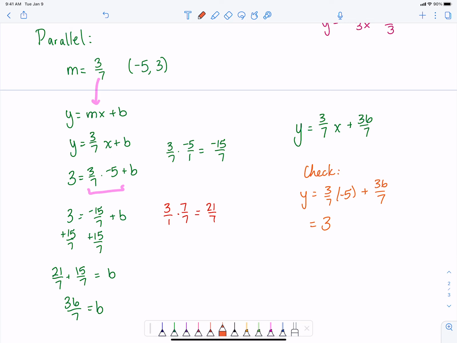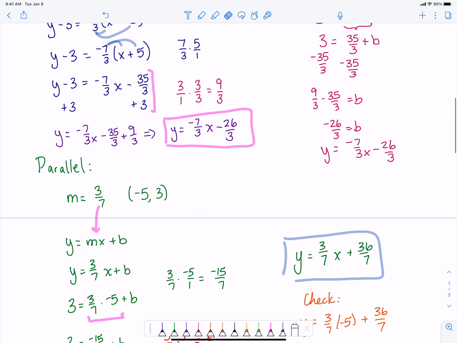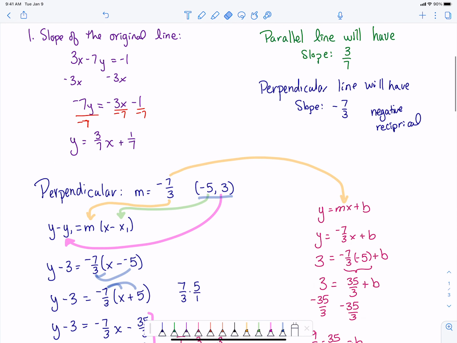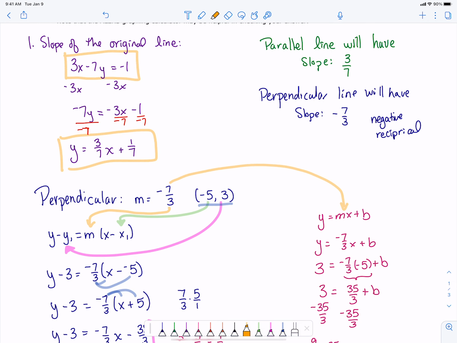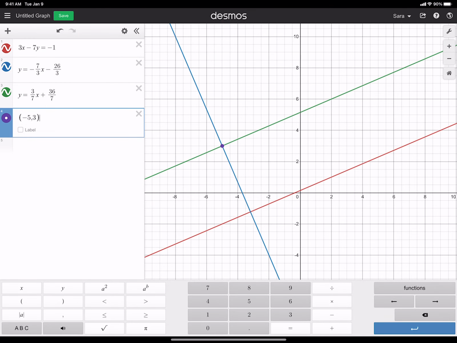To graph our parallel line, this guy right here, our perpendicular line, the guy there in pink, and our original line. And actually, I'm even going to graph the original line in that standard form. And hopefully, there we go. There we are. So the red graph is the original line. Then the blue graph is our perpendicular line. Our green graph is our parallel line. And then I also plotted the point negative 5, 3.